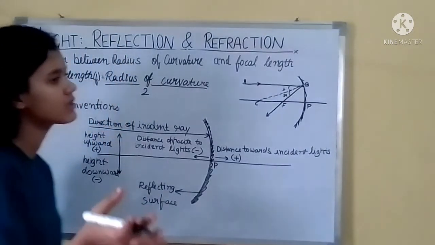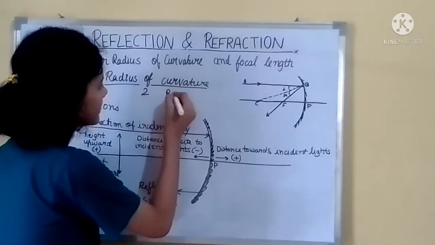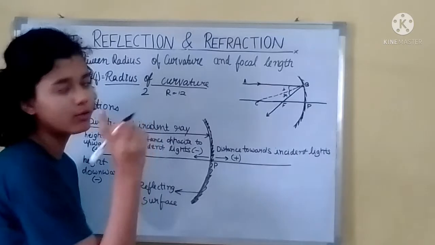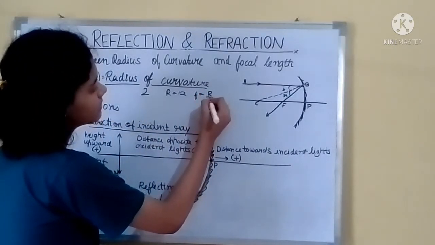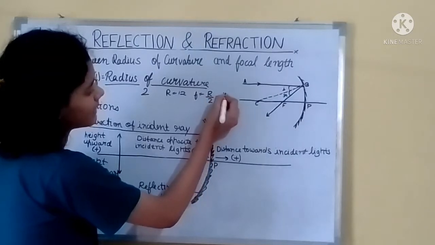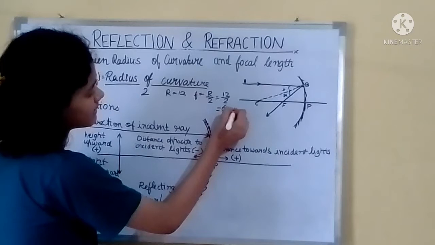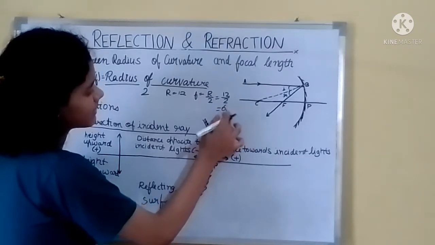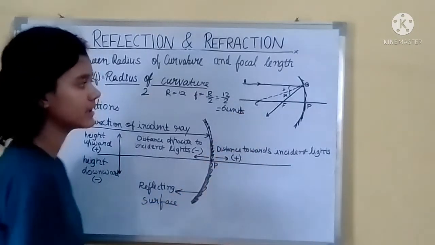If radius of curvature is given as 12 centimeter, okay, r is given 12 centimeter, and you have to find the focal length, then f is equal to r by 2, that is, 12 by 2, so 6 centimeter, or you can say 6 units, whatever unit it is given, centimeter, meter, anything.